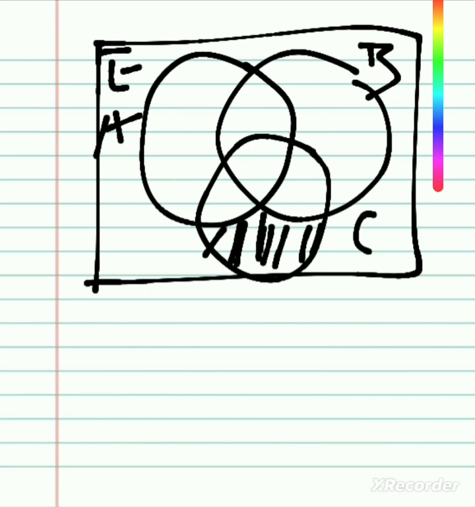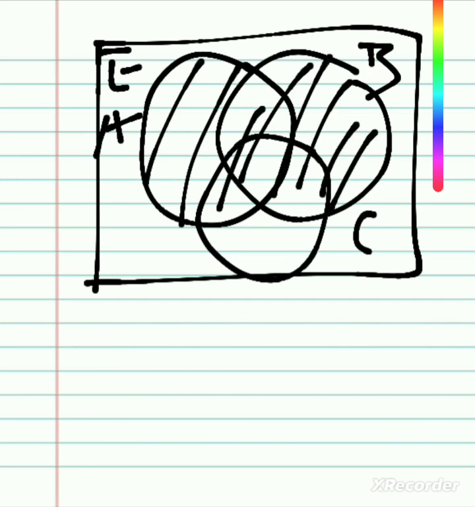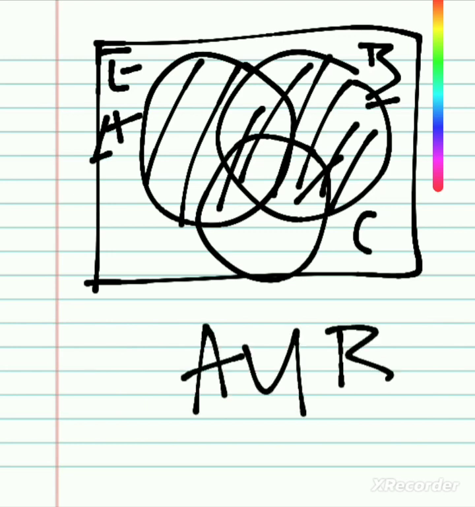Okay, let me start with the simple ones. If they shade something like this, you can see that A and B have been shaded, so this is A union B. Okay, so this is simple. That's what they want when they draw the diagram, and they want you to come up with a set notation. They just want you to write the set notation since they've already drawn it for you. It's the opposite of where they ask you to shade.